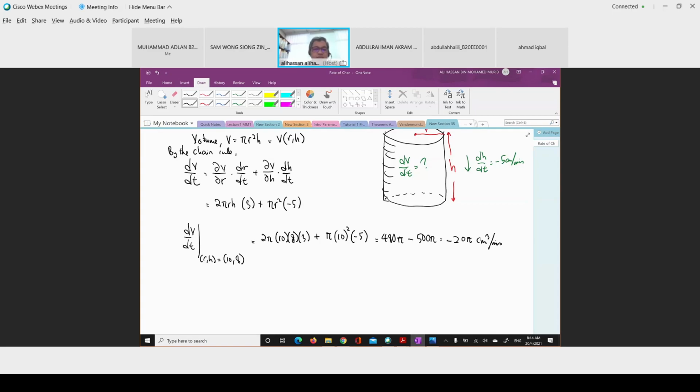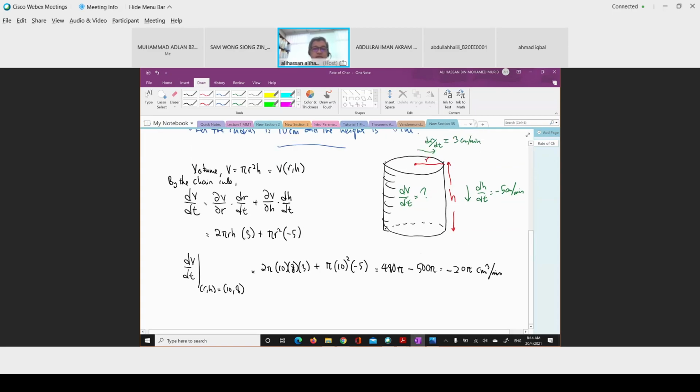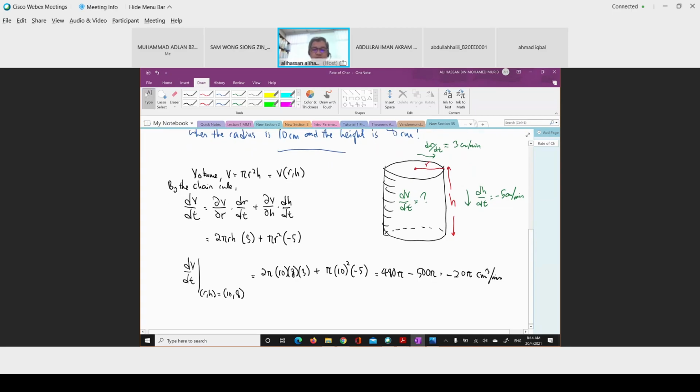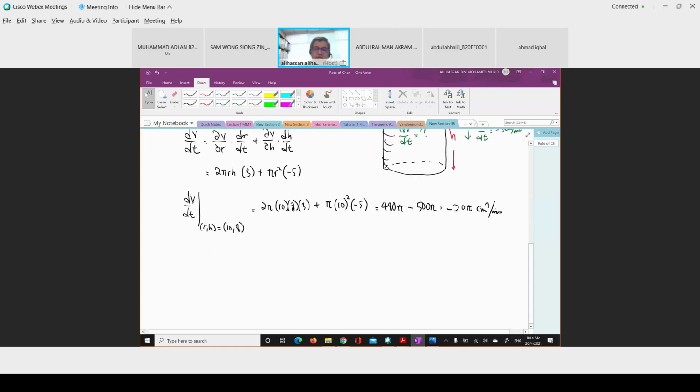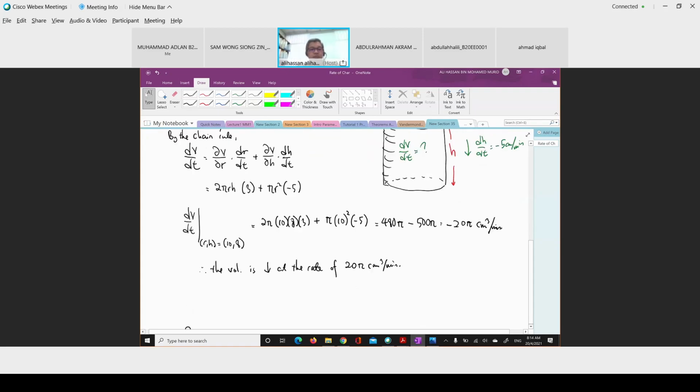So that means what? Decreasing. Yeah. So that means at this measurement, the volume is decreasing at the rate of 20 pi centimeter cube per minute. Okay. Any question for this example?